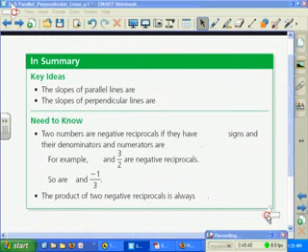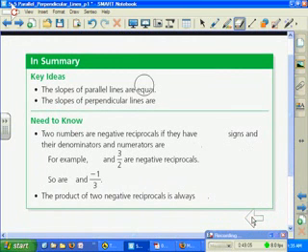To wrap things up here, the slopes of parallel lines are equal, the same. The slopes of perpendicular lines are opposite reciprocal, negative reciprocal.